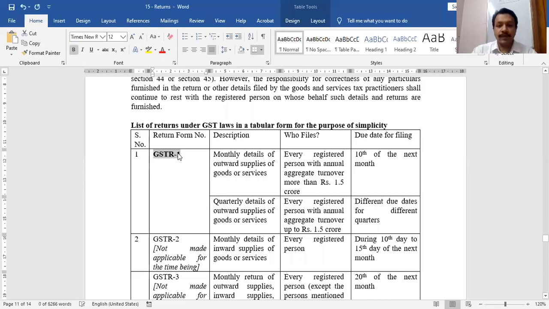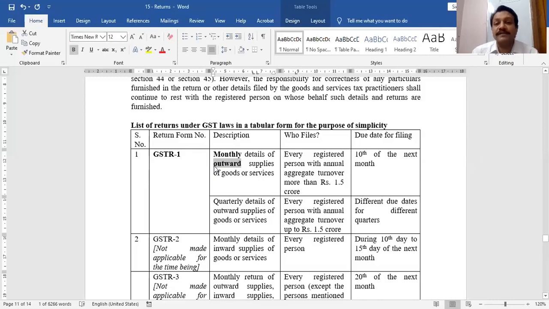GSTR1. Description: monthly details. So this word is relevant, monthly. That means this form has to be filed on a monthly basis and it only gives the information of outward sales.